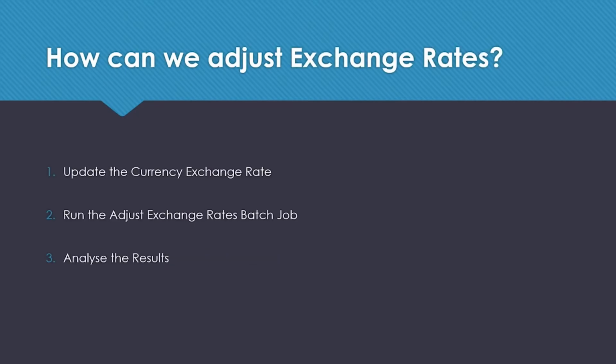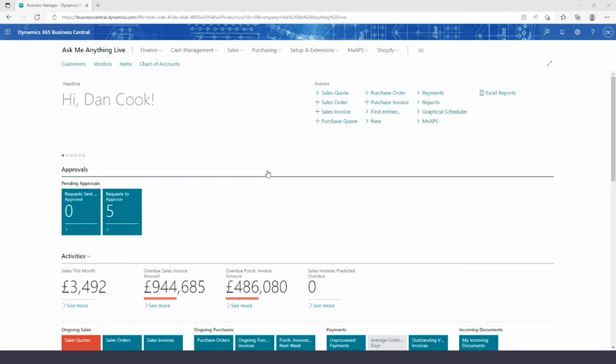There's three steps to it that we're going to run through. The first thing is updating the currency exchange rate. The second thing is running the batch job that allows us to adjust the entries. And the third thing is we're just going to have a quick look and analyze some of the results. So let's pop into Business Central and start having a look.